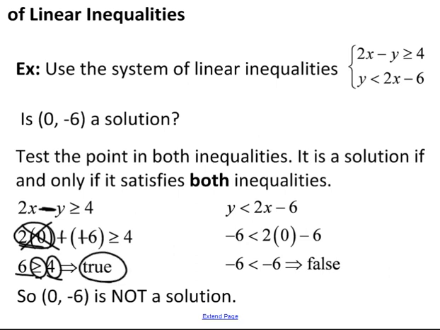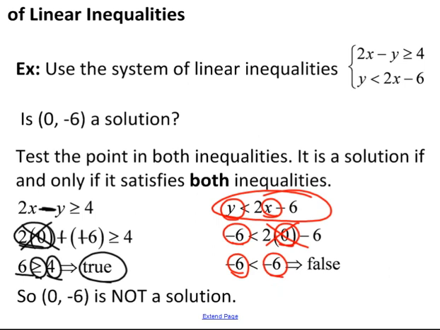Yes, it is. So then you're going to take that same point and you're going to plug it into the other inequality, and we replace our y value with -6, replace our x value with 0. 2 times 0 we don't need. And is -6 smaller than -6? No, it is not. So therefore, if even one of them is false, then the whole thing is false, or not a solution.